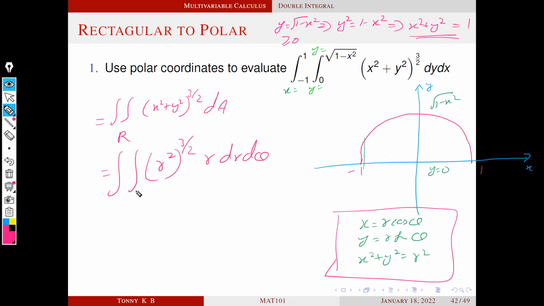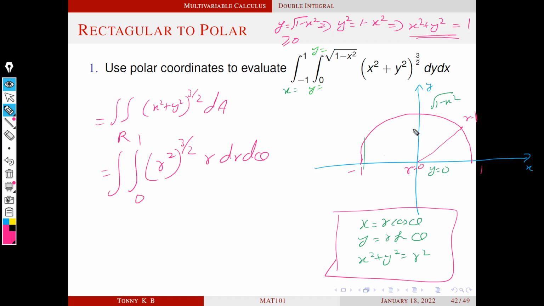Next you have to identify the range of r and the range of theta. Our region of integration is this upper semicircular region. To cover this region, what is the range of r? R is the radius, so r should vary from this point to this point. The lower value of r is 0. What is the upper value of r? The upper value of r is 1, because this is a part of a circle with radius 1. That means r is varying from 0 to 1.